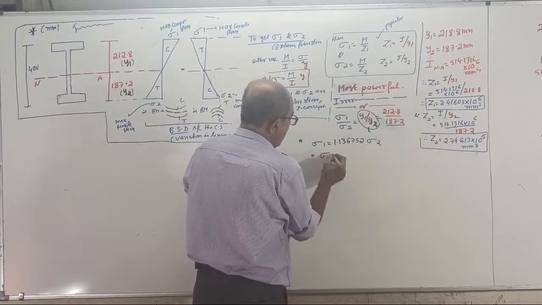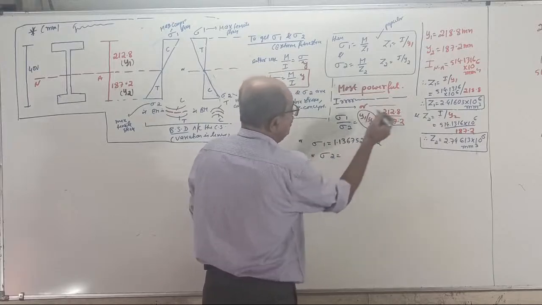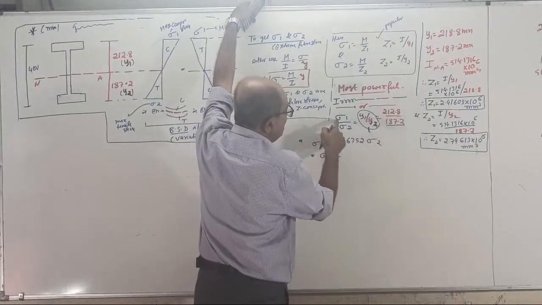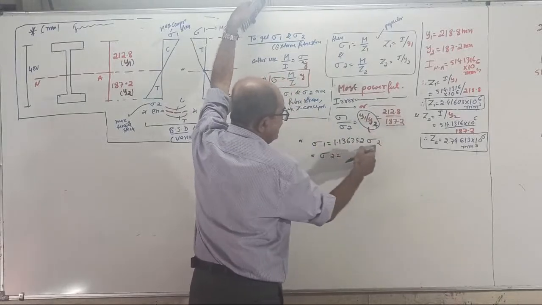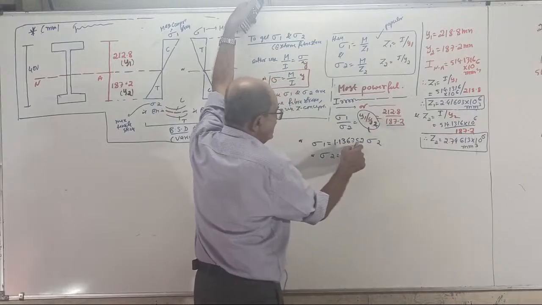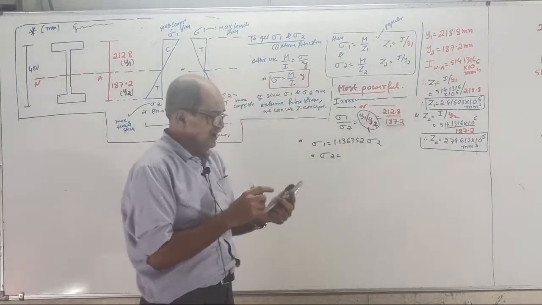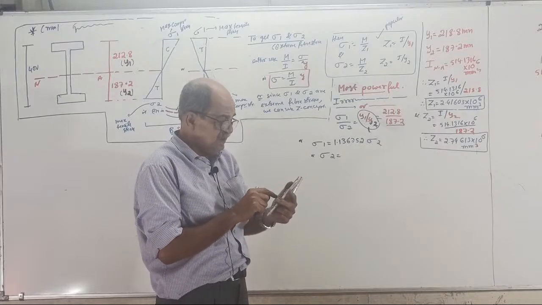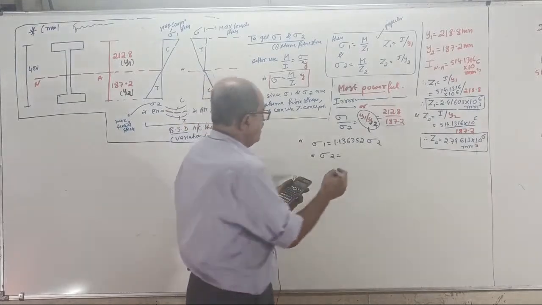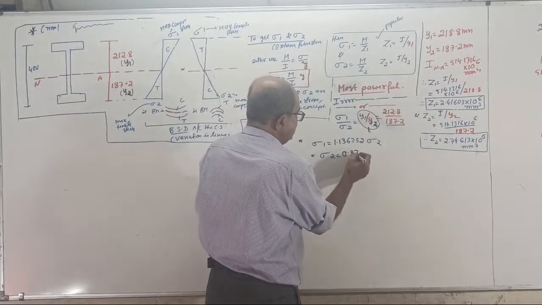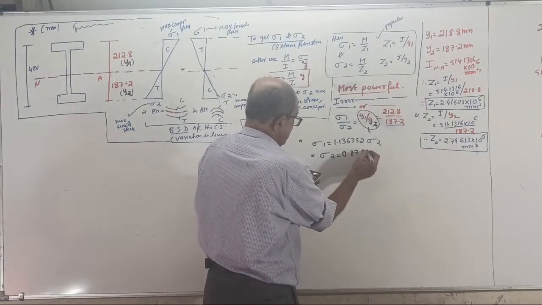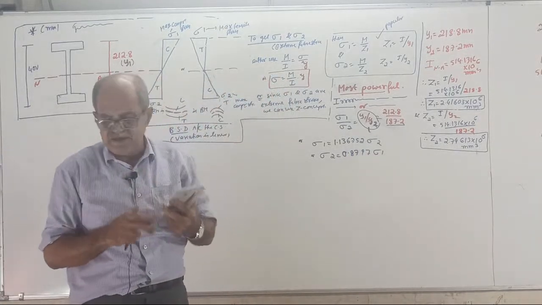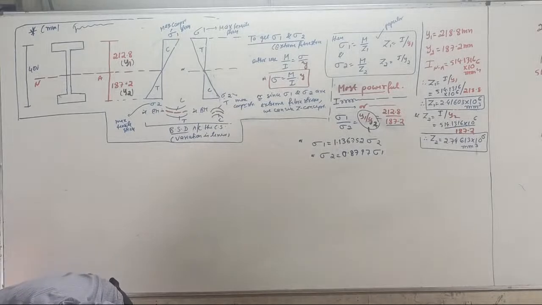Sigma 1 in terms of sigma 2, or sigma 2 equals how much? Reciprocal of this number. Tell the reciprocal. 0.8797 times sigma 1. Correct? 0.8797 times sigma 1. Correct answer?